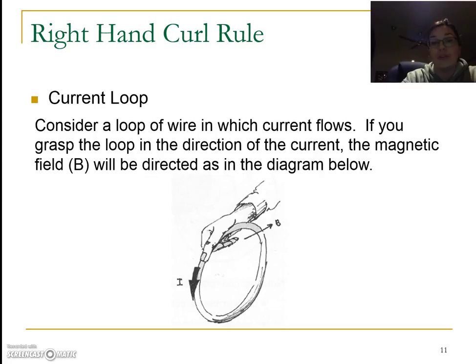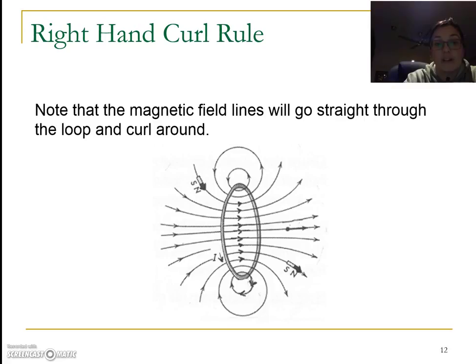We can also use our right hand curl rule, aka cool physics sign, gangsters, with a loop. So again, your thumb is in the direction of the current, and your fingers will represent the direction of the field lines. And we'll talk about this B value in our next lesson. That's talking about the strength of the magnetic field.